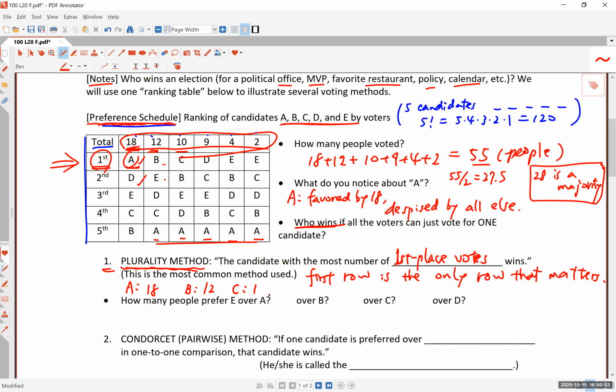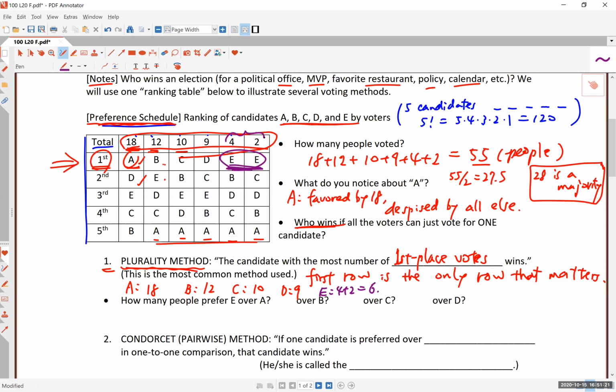C gets 10 first place votes. D gets 9 first place votes. Now what does E actually get? E has these two columns, right? So you have to add them. For E, you do 4 plus 2, and that's 6. Again, E has two columns here, but the sum of 4 and 2 is still 6. So E has the least number of first place votes.